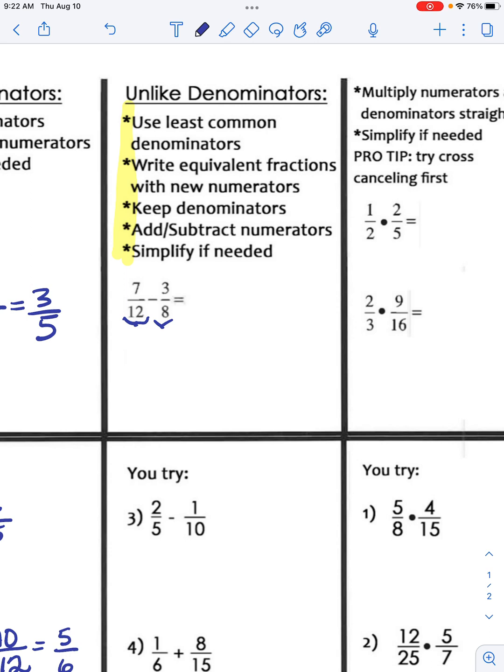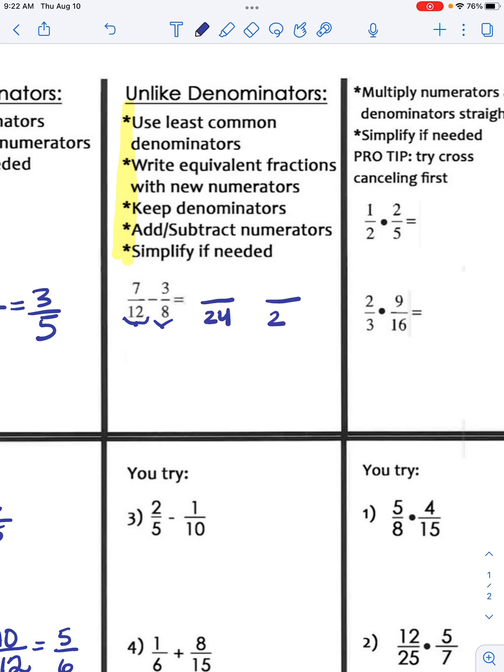Now, one way is to multiply 12 and 8, right, and get yourself 96 and use that as your denominator. That would be a common denominator, but it might not necessarily be the least common denominator. Using the least common denominator means that you're going to be working with smaller numbers and do less simplifying at the end. So the smallest number that 8 and 12 go into evenly is 24.